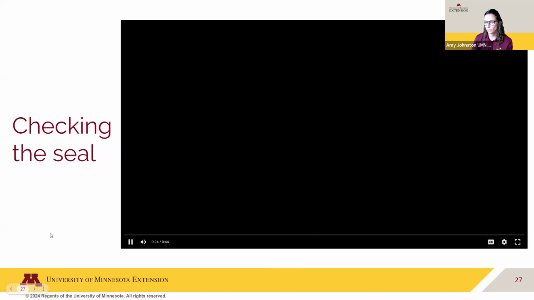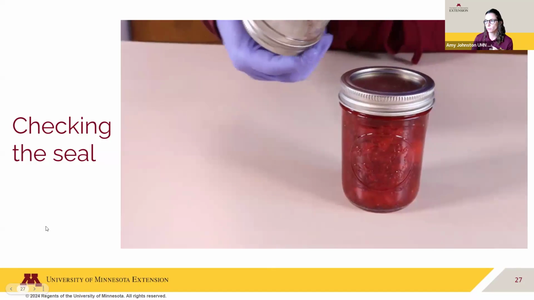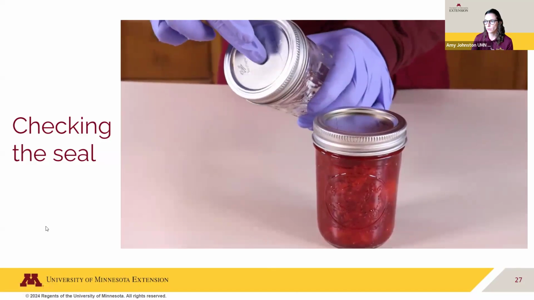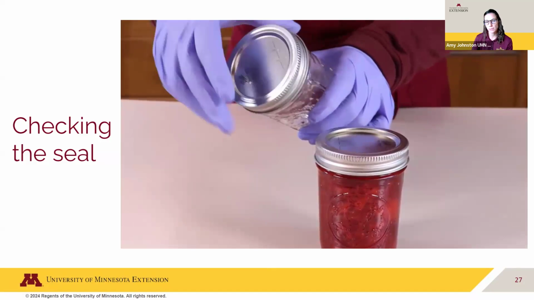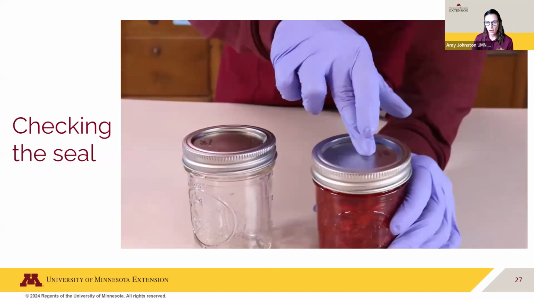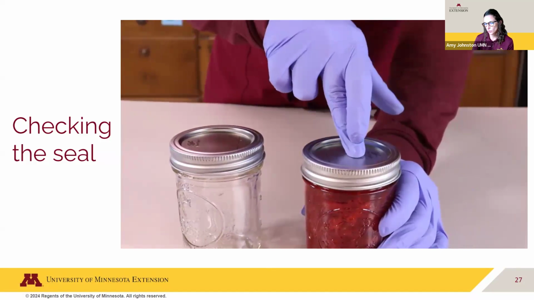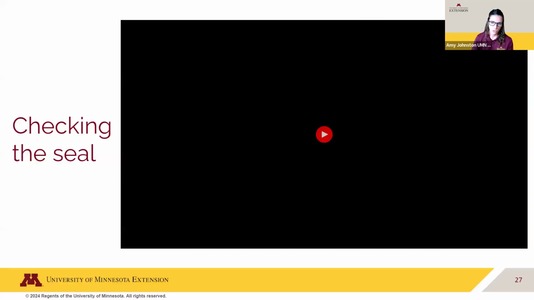So again, when we're checking the seals, these are two examples of improperly sealed. You can see that the lid moves up and down. These were not sealed in their canner, so they can either be reprocessed or put into the refrigerator and used that way.